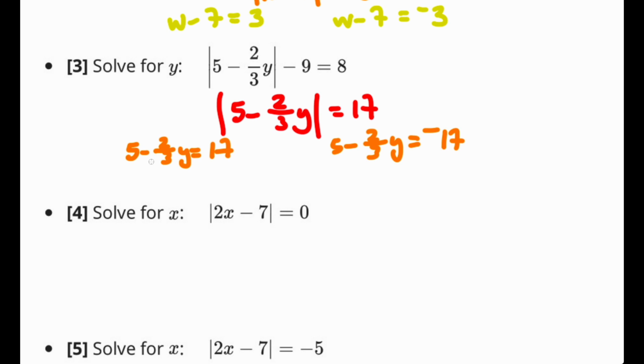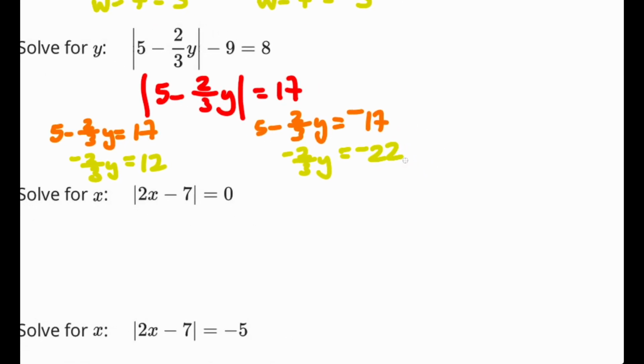All right, from here, I am going to subtract 5 on both sides for both of these equations, actually. So you're going to have negative 2/3 y is equal to 12. Then I'm going to do the same thing over here. You're going to have negative 2/3 y is equal to negative 22. Kind of ran out of room here, but the equations are kind of simple, so I'm just going to put an arrow up here for this one. We're going to multiply both sides by 3 and then divide by 2.